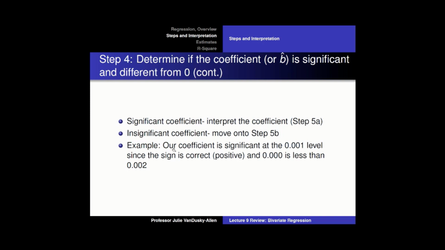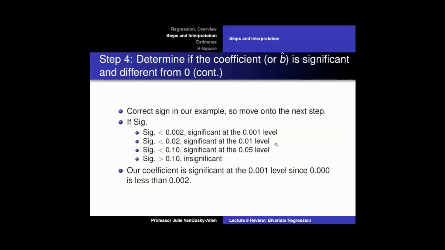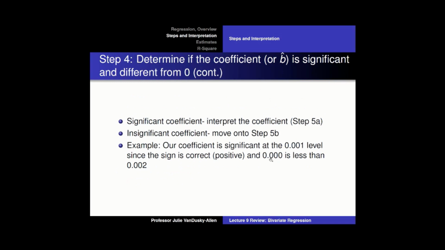So, our coefficient is significant at the 0.001 level. Since the sign is correct, it is positive, 0.804, and 0.000 is less than 0.002. Now, because we have significant results, we should move on to step 5A. If we did not, once again, we would move on to step 5B.